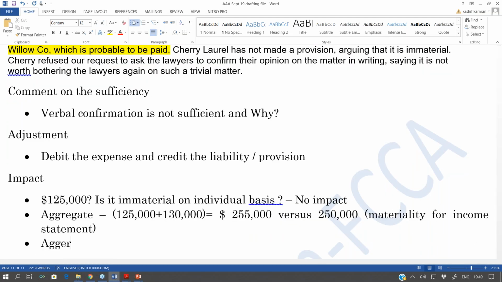So on the aggregate basis, will there be an impact? Will there be an impact? Yes, and the impact will be a qualified opinion because the matter is material. So the auditor has to issue a qualified opinion.